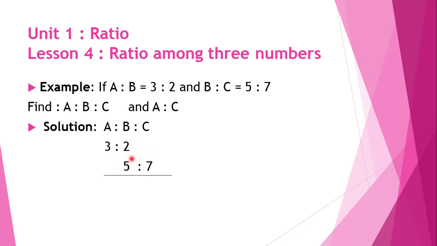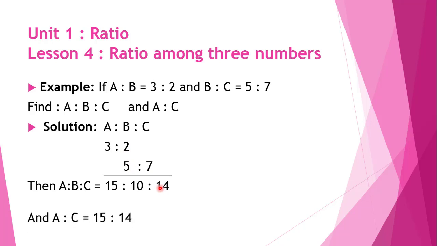If you have different number in the middle, you will multiply 3 by 5, then 5 by 2 and 2 by 7, like this. 3 times 5 equal 15, then 5 times 2 equal 10, 2 times 7 equal 14. So this is A to B to C. Is there any common factor between the three numbers? No, we don't have. A to C is 15 to 14.